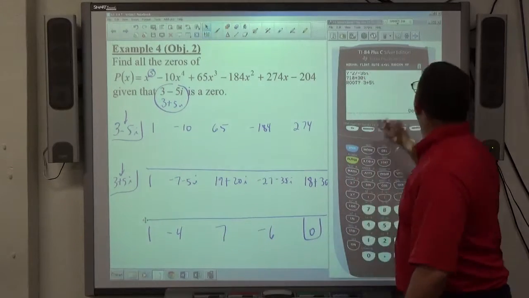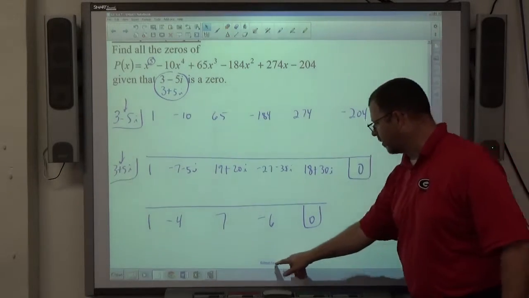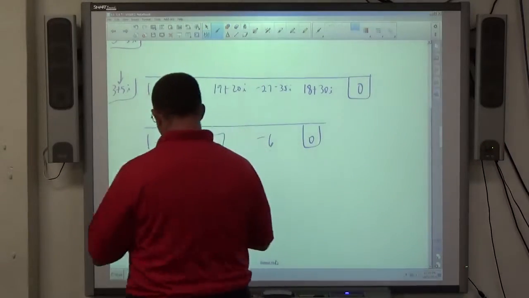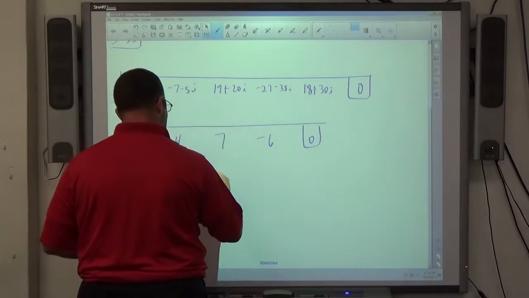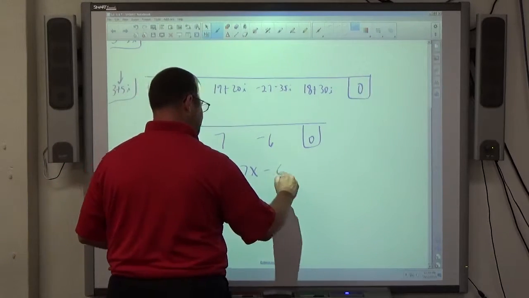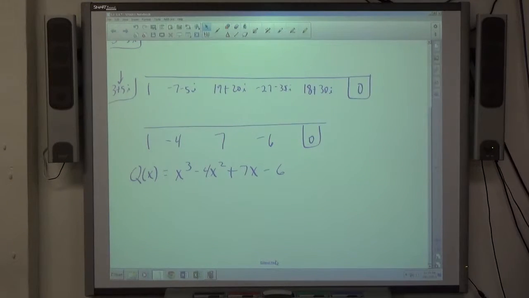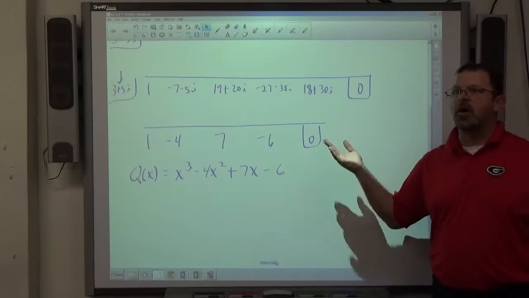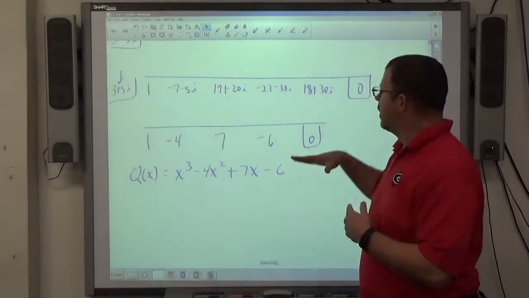And now we're down to a p of x, or q of x, we'll call it q of x because we've got a reduced polynomial here. So q of x now is x cubed minus 4x squared plus 7x minus 6. Now the factors of minus 6 are 1, 2, 3, and 6, plus or minus. Instead of 204, which had I don't know how many factors, that would have been ridiculous. So again, we're saving ourselves energy by doing this.